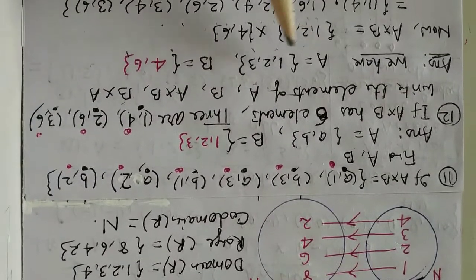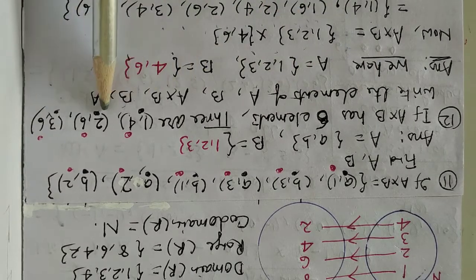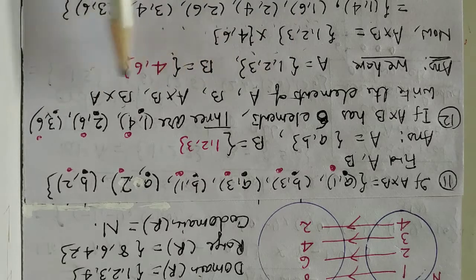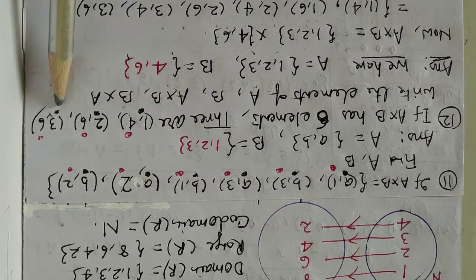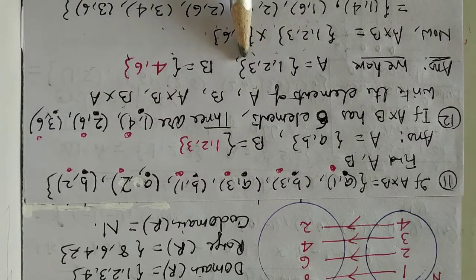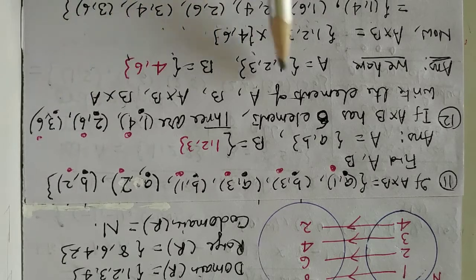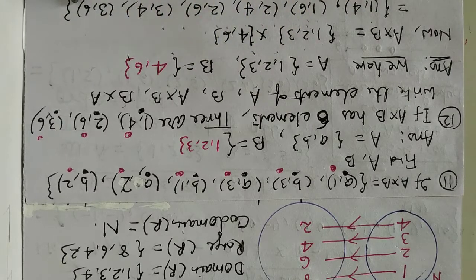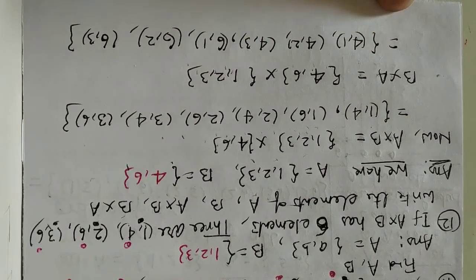Now question number 12. A cross B has 6 elements. There are 3 elements given. Write the value of A and B, A cross B, B cross A. So the first members are 1, 2, 3, so A is equal to {1, 2, 3} and B is equal to {4, 6}. So first of all write A, then B. Now A cross B is {1, 2, 3} cross {4, 6}. You know how to find A cross B. After that you know how to find B cross A. So both are ready.